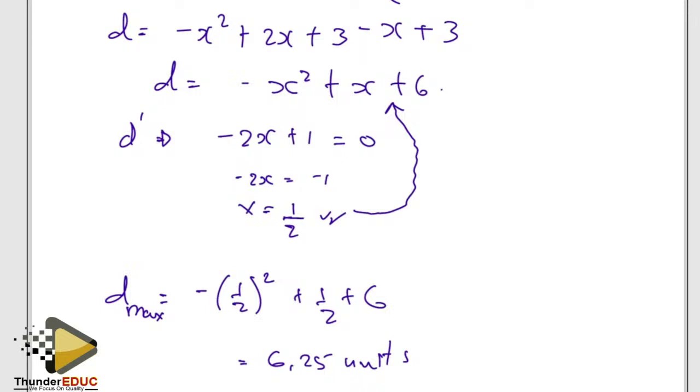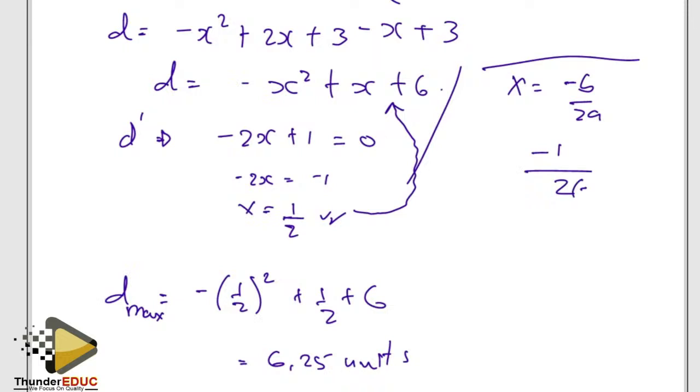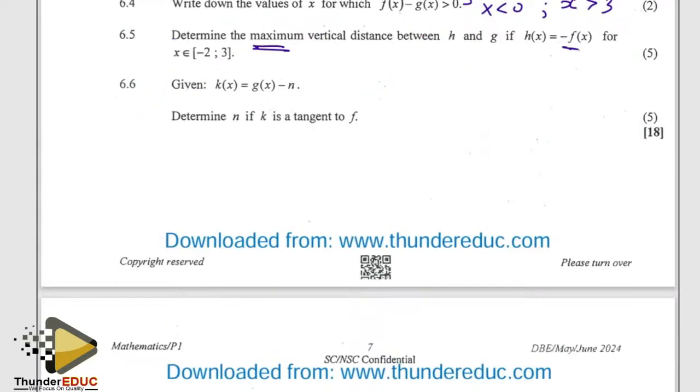If somebody wanted to use the turning point, it will be x is equal to negative b over 2a. This is usually for the smaller grades, but in matric, we expect you to use the first derivative. So that's going to be negative 1 over 2 times negative 1, which also gives you a half. So the maximum is at x equals a half. Then substitute it into the formula of the distance. All right, so that is to do with 6.5.